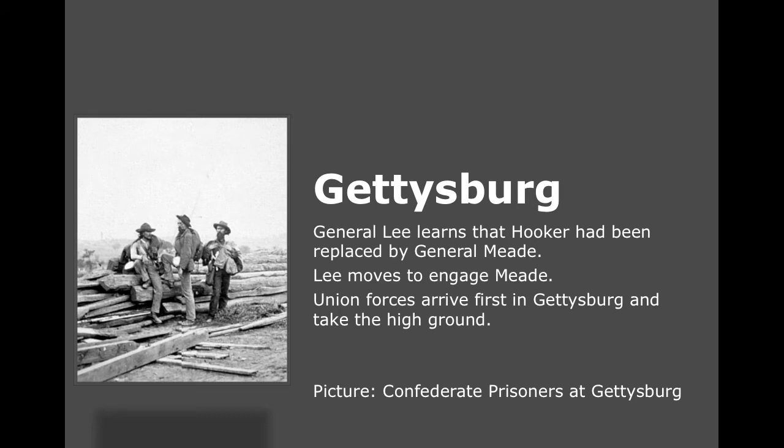At Gettysburg, General Lee learns that General Joseph Hooker has been replaced by General Meade, and Robert E. Lee sees General Meade as maybe a hesitator, somebody who will stop and think and plan. So immediately Robert E. Lee moves to attack Meade. Union forces are the first ones to arrive in Gettysburg, and they take the high ground.